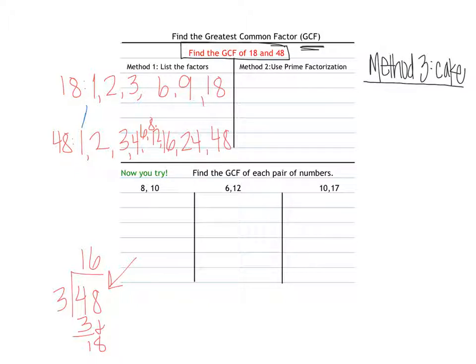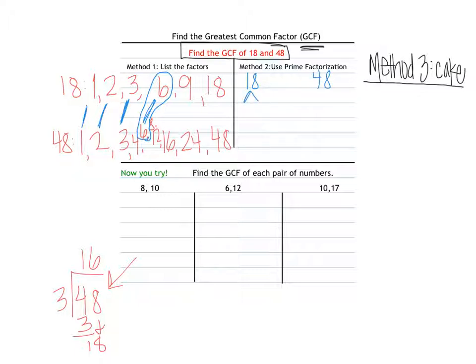So now my next step is to look at all of my factors, and I can see that they have 1s in common, 2s in common, 3s. They each have a 6. They don't have a 9. They don't have an 18 in common, so 6 is going to be my greatest common factor. And then I always check to make sure: can 18 be divided by 6? Yep. 48 can be divided by 6. Yep, that makes sense. Okay, if we use the prime factorization method, I'm going to prime factorize each number.